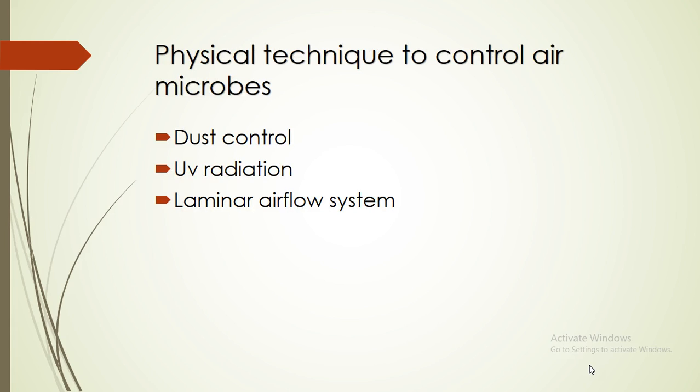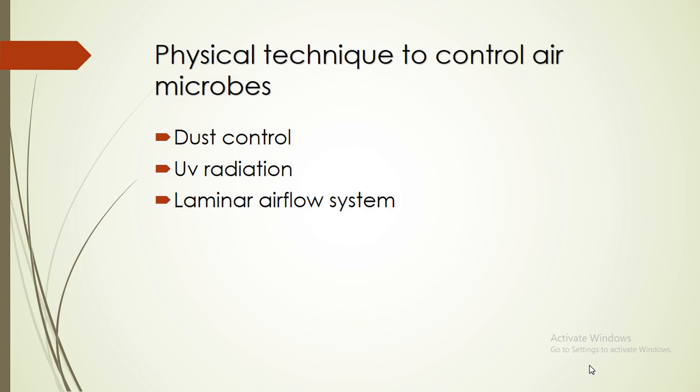Now, if we look at the physical techniques used to control air microbes, there may be dust control, we can use UV radiation, we can use a laminar airflow system. Dust particles contain microorganisms and allergens, therefore dust control is necessary in schools, homes, factories, laboratories, hospitals, etc. So how can you control that dust? We can use a dry vacuum pump, which must be followed by application of a suitable disinfectant or detergent solution.